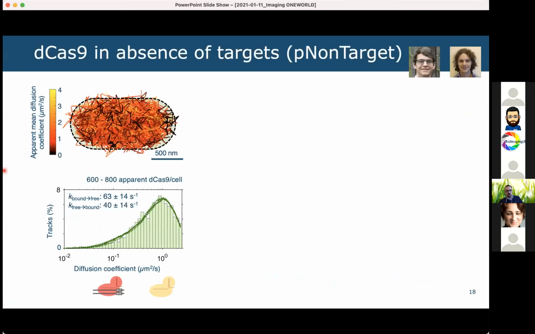Okay, so let's have a look at how that looks if we have Cas9 in the absence of any targets. This is a particular cell. You see a couple of tracks. Then we plotted the mobility as a function of the diffusion coefficient. And we fitted the data with the Monte Carlo approach to obtain the transition rates between the freely diffusing Cas9 and the Cas9 that is temporarily bound to do the PAM screening. So we found that the rates are between 40 per second and 60 per second.